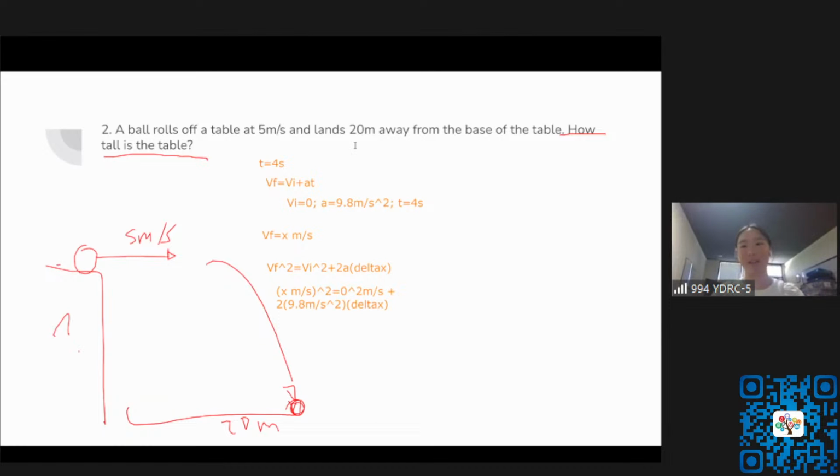Okay, guys, I'm going to explain this again. You should pay attention. So from here, we want V final here, because this is the vertical velocity at V final right here. V initial right here is 0. So it's just 0 plus acceleration, 9.8 meters per second squared, times time, which is 4 seconds. So then 9.8 times 4 is your final velocity.